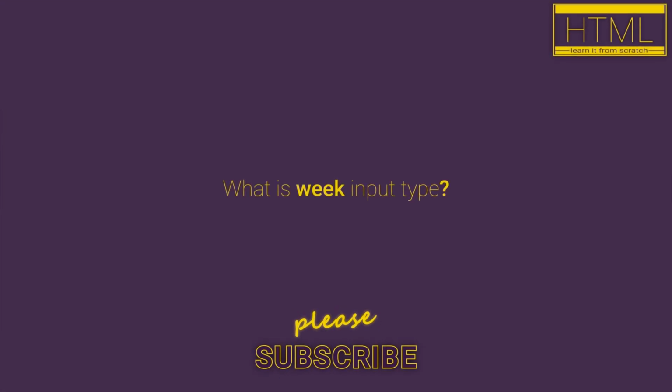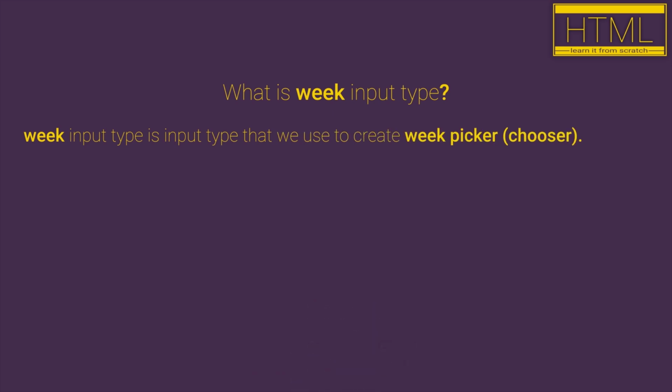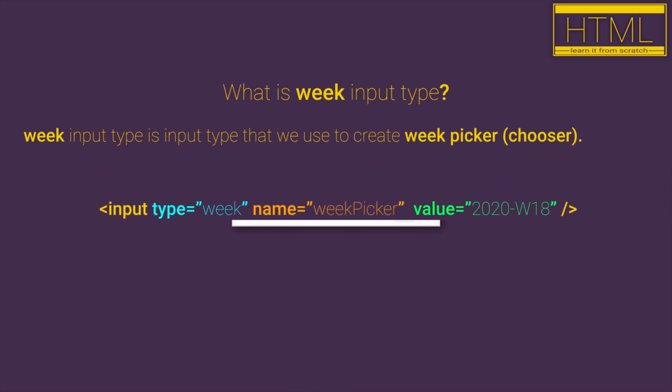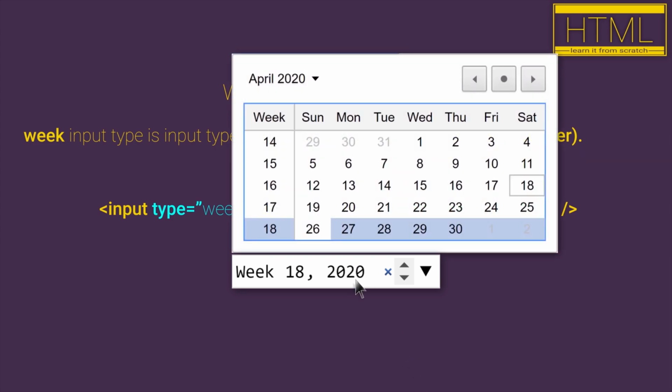What is week input type? Week input type is input type that we use to create week picker. Week picker is element that you can click and calendar will be opened so you can choose week and year for that week.